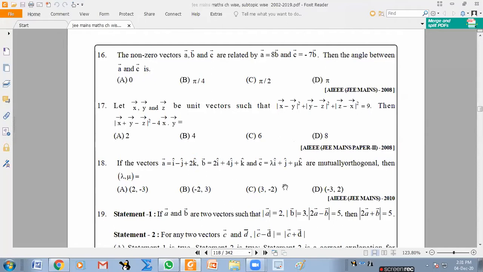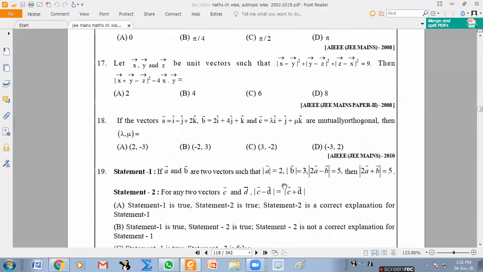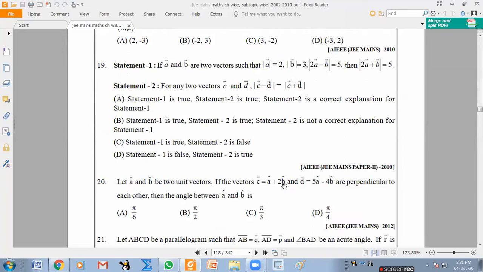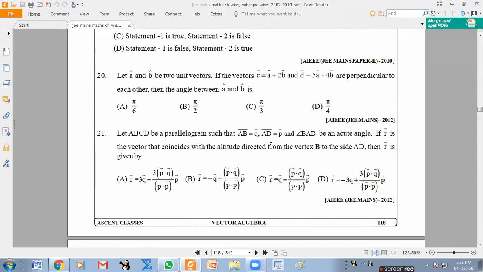The 19th, statement 2. If A and B are two vectors, for any two vectors C and D, mod C minus mod D. No, statement 2 is not true, no? Because in a parallelogram, diagonals need not have equal length. That is only possible when mod C and mod D are equal. Then only that can happen. So statement 2 is not right. Up to 21, anybody any doubt?